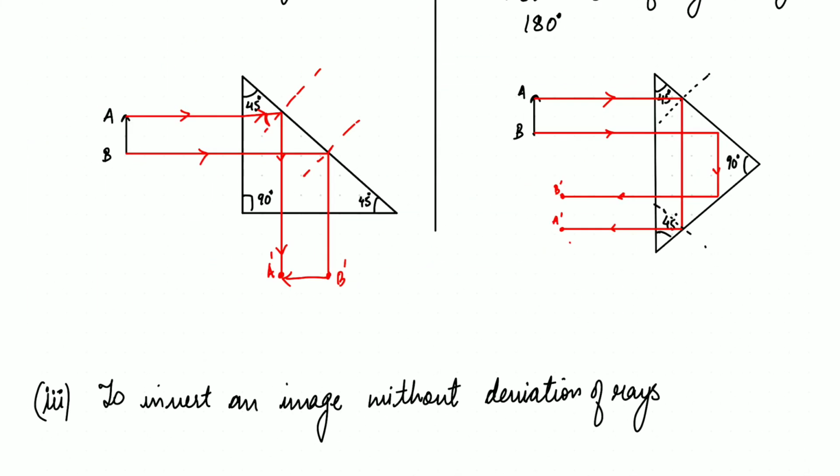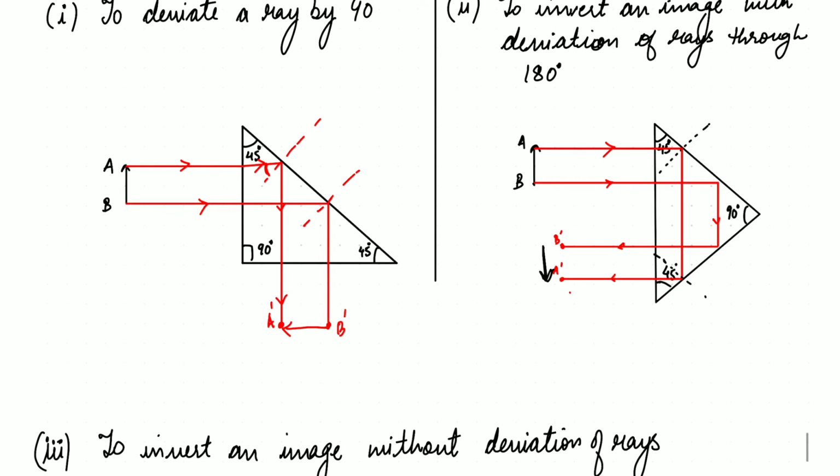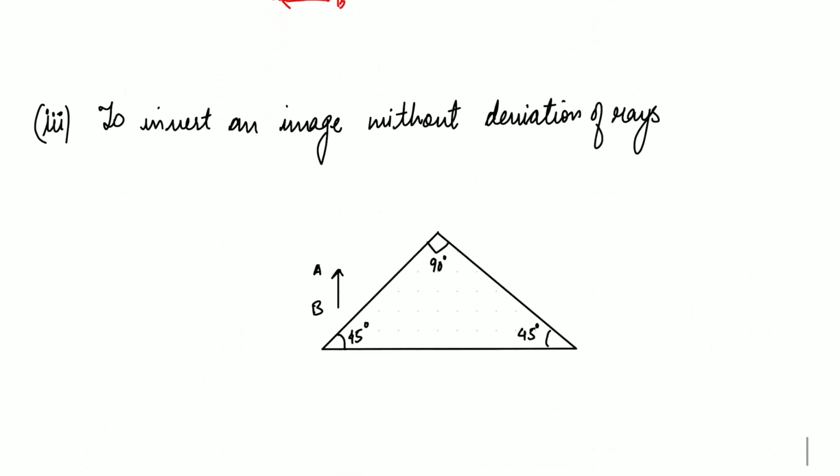So what is actually happening here? If you see clearly, your image is basically inverted by 180 degrees. So to invert an image with deviation of rays, where the rays are also deviated by 180 degrees, you can use this kind of prism. I hope you guys can understand, right?